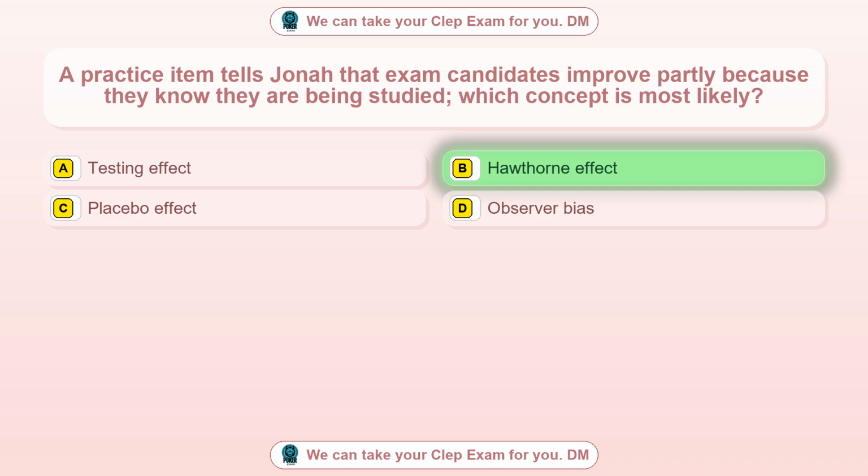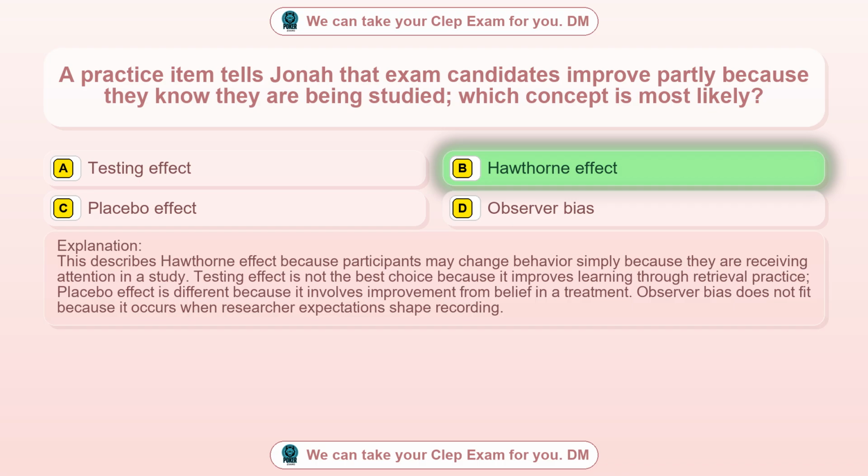Hawthorne effect. This describes Hawthorne effect because participants may change behavior simply because they are receiving attention in a study. Testing effect is not the best choice because it improves learning through retrieval practice. Placebo effect is different because it involves improvement from belief in a treatment. Observer bias does not fit because it occurs when researcher expectations shape recording.